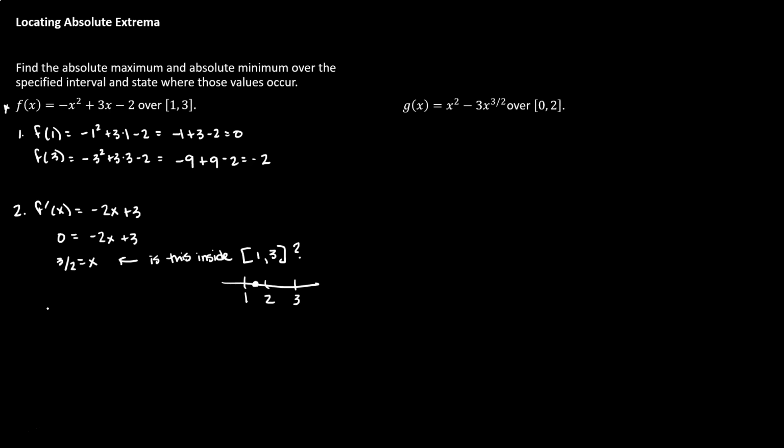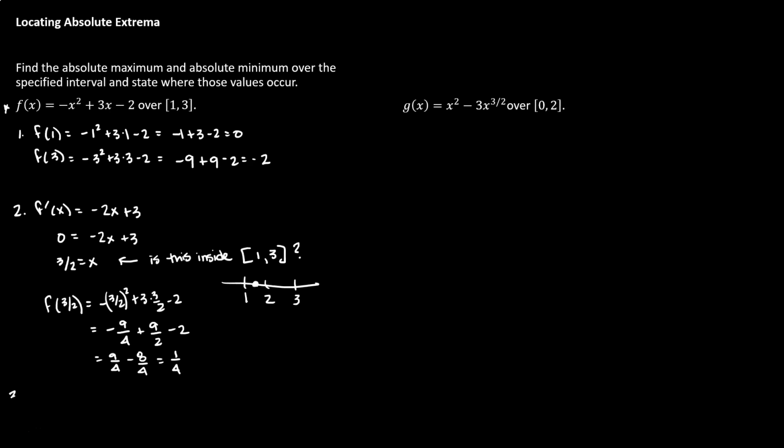We need to now evaluate our function at that point, at 3/2. So we'll have negative 3/2 squared plus 3 times 3/2 minus 2. So we've got negative 9/4 plus 9/2 minus 2. Negative 9/4 plus 9/2, that's equal to positive 9/4 minus 2. I'll write 2 as a fraction, so that would be like 8/4. So we get a positive 1/4.